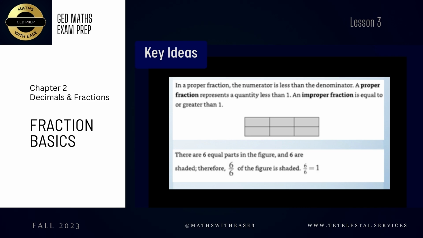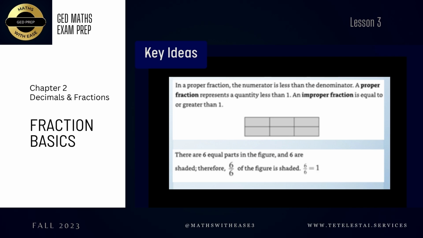Okay. So when the numerator is smaller than the denominator, you have a proper fraction. I mentioned earlier that if you see a fraction with a numerator, the top part, that's bigger than the denominator, you have an improper fraction. A proper fraction always represents a quantity less than 1. An improper fraction, as mentioned earlier, is top-heavy, and that always represents a quantity that's greater than 1.